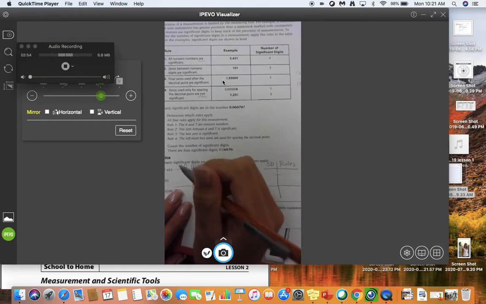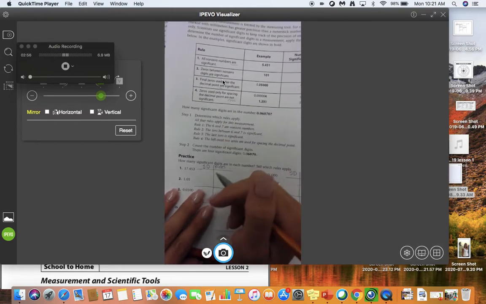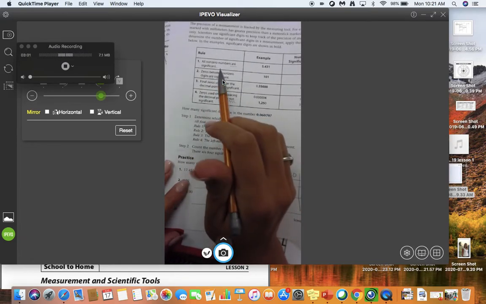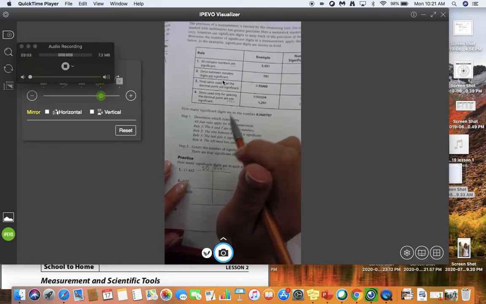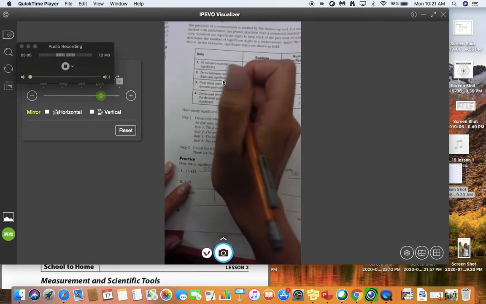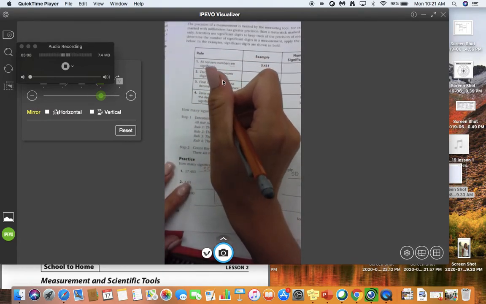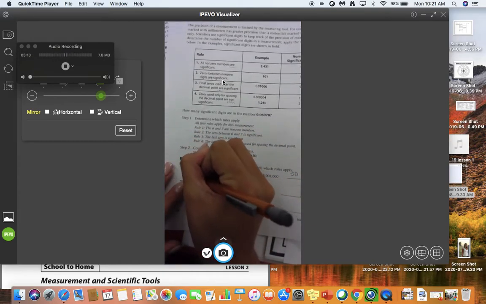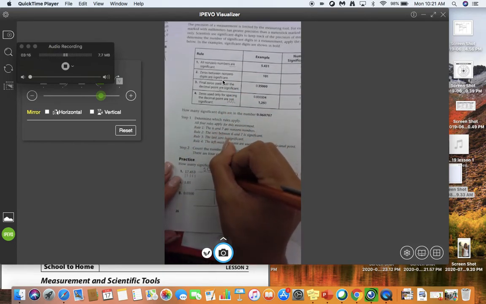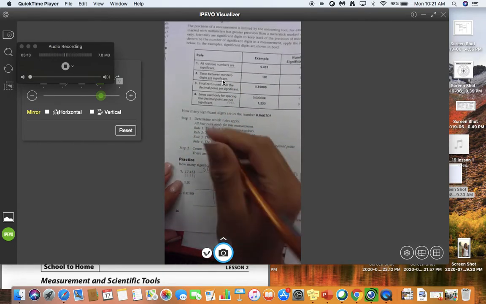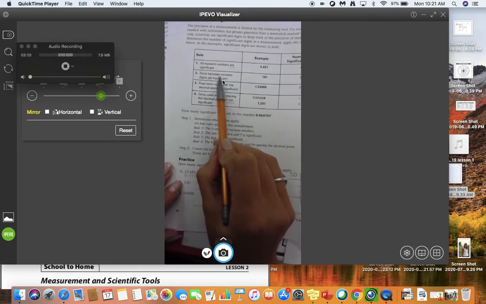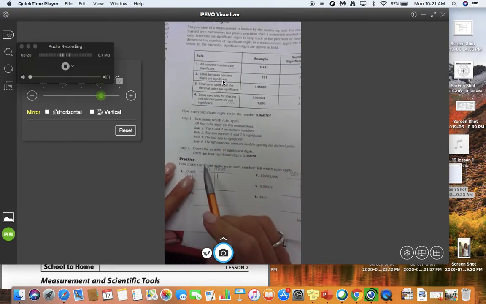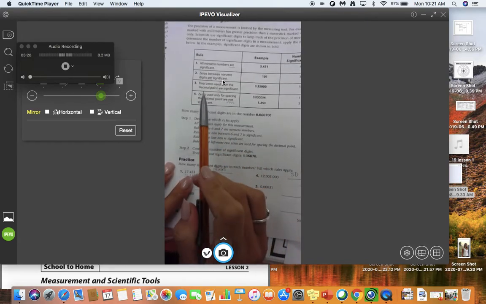Number 1, it says 17.453. Let's scoot it over so you can see it. We have to go through each one of these rules to determine if the rule applies or not. Rule number 1, all non-zero numbers are significant. So is rule 1 being applied? Well, that's a non-zero, that's non-zero. All of these are non-zero. So I'm going to write, okay, rule 1 is being applied. Let's look at rule 2.